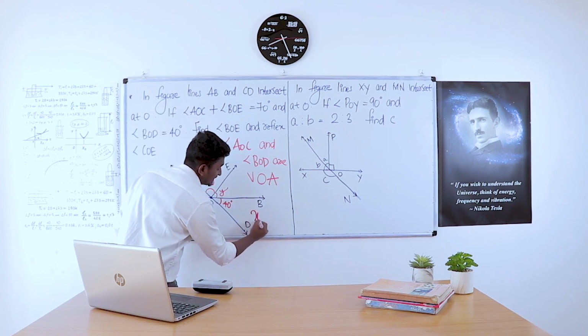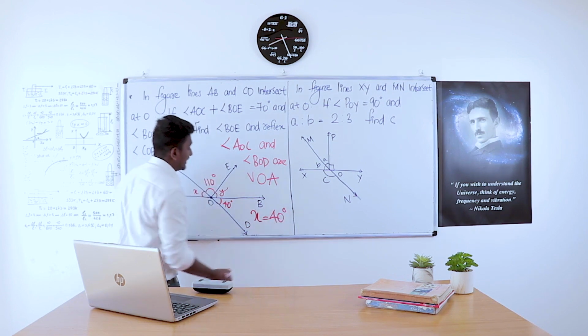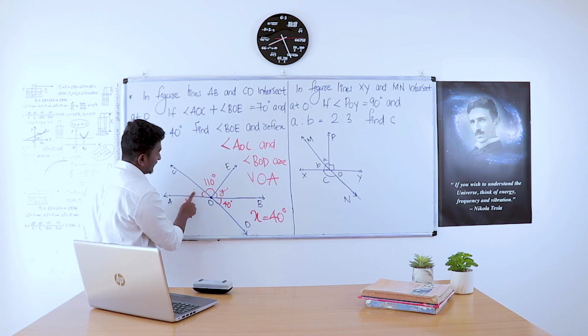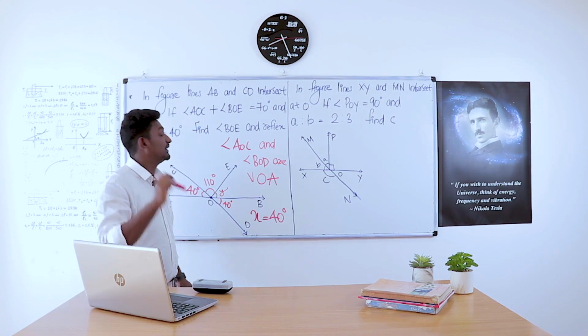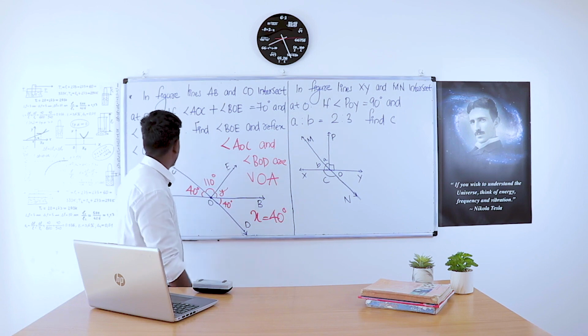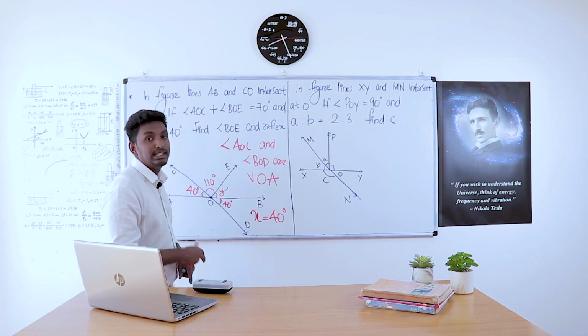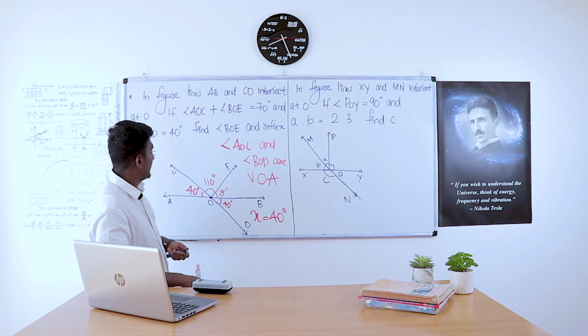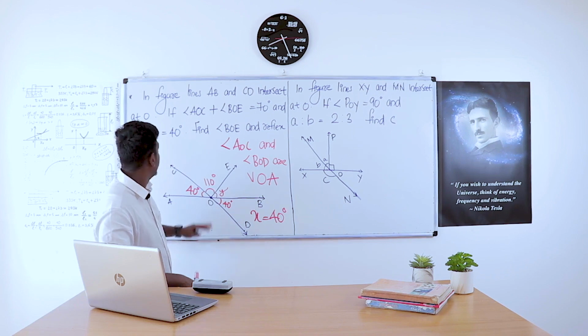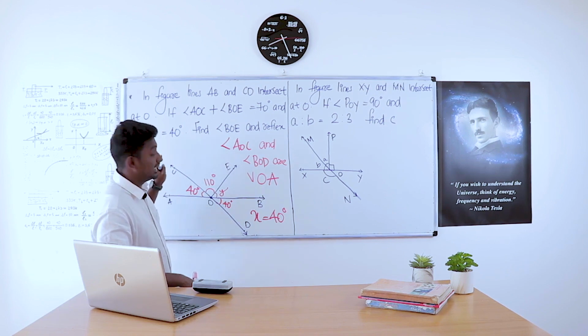Therefore, we can say that X is equal to 40 degrees. Now, I am marking this X as 40 degrees. Clear? By theorem 1, we know that vertically opposite angles are equal. AOC and BOD are vertically opposite angles. It is already given in the question that angle BOD is equal to 40 degrees. Therefore, we can simply say that angle AOC is also equal to 40 degrees.